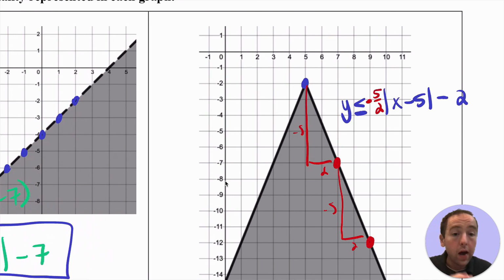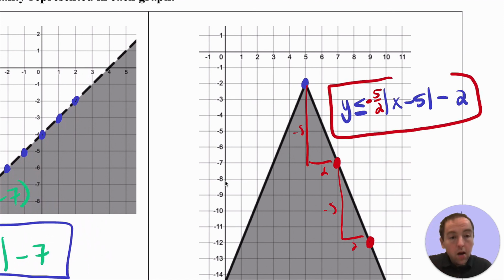So the 5/2 does stretch the graph vertically by that factor of 5/2 or 2.5. And then that negative, what that ultimately does is, of course, reflect the graph in the x-axis and really just reflects it upside down. So that right there would be the finalized version for that inequality modeling the relationship between x and y that we're seeing in that particular graph.